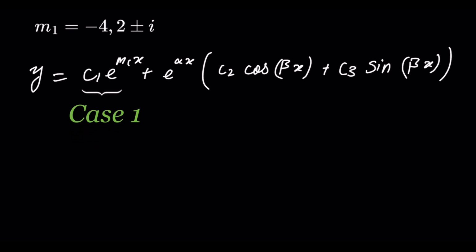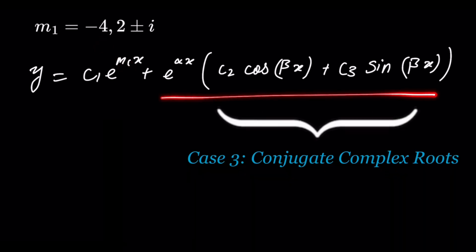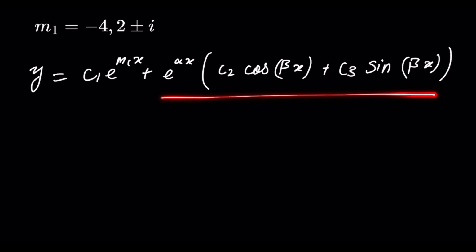Now, the value of m1 is going to be -4, which is going to be written here. And this was the equation for the general solution for the third case, the case where we get the conjugate complex pairs. This alpha is a real number, and this beta is also a real number, but of an imaginary part.